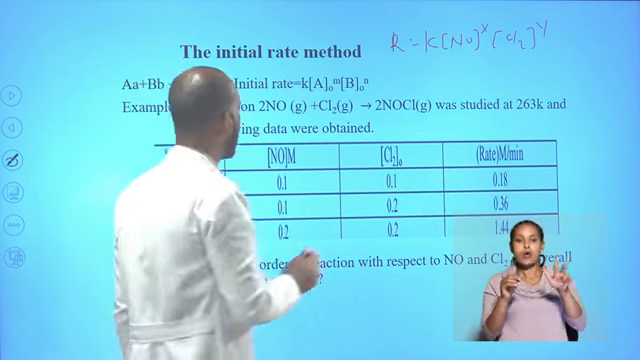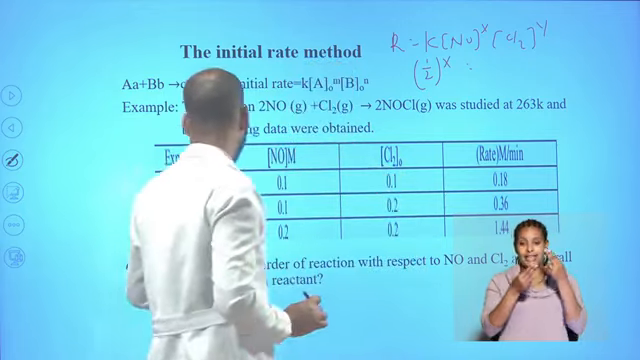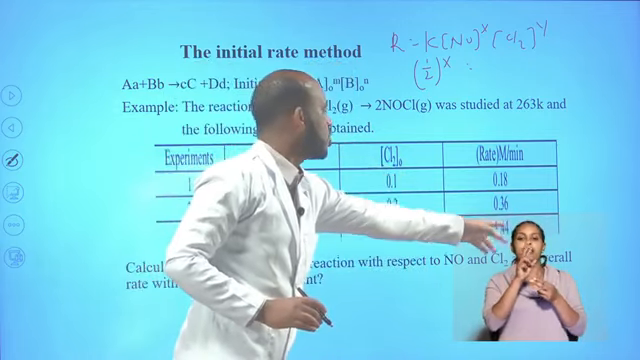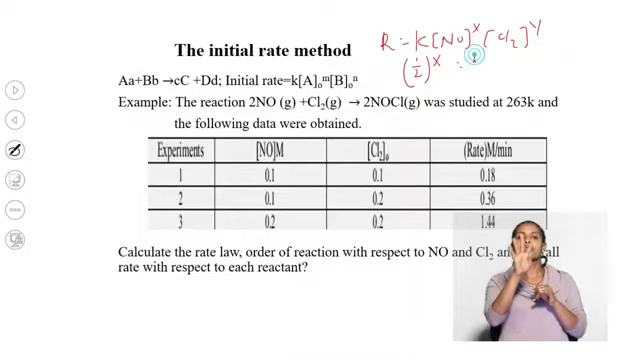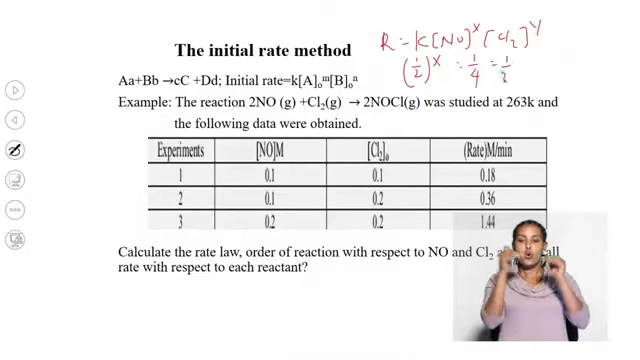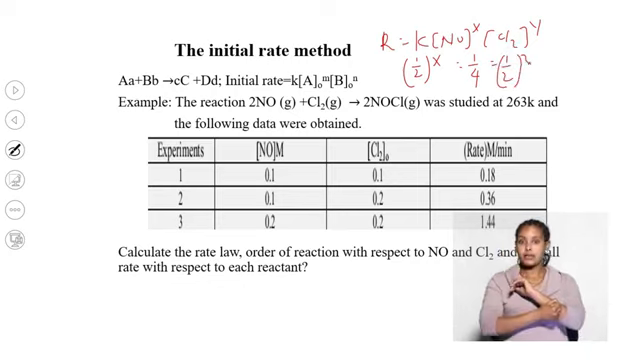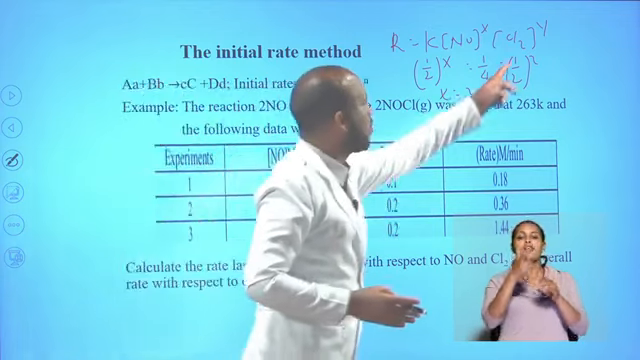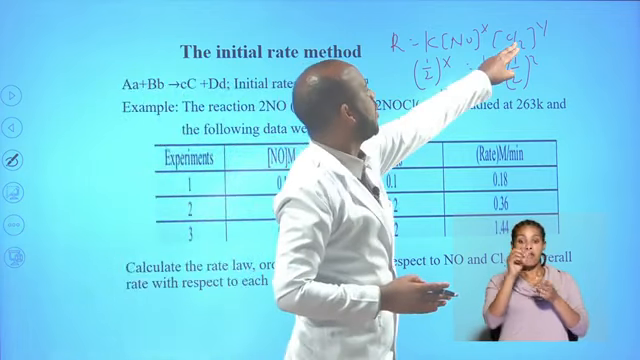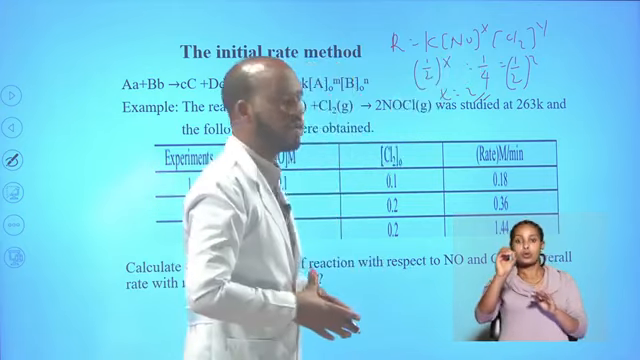From this, (1/2)^x equals rate 2 divided by rate 3, which is 36 divided by 144, which is 1/4, equal to (1/2)^2. The bases are equal, therefore x equals 2. To get the value of y, vary concentration of Cl2 while keeping concentration of nitrogen monoxide constant.